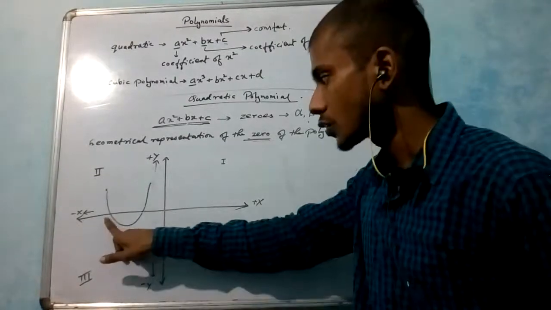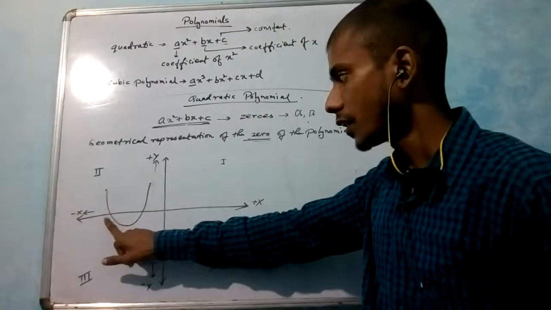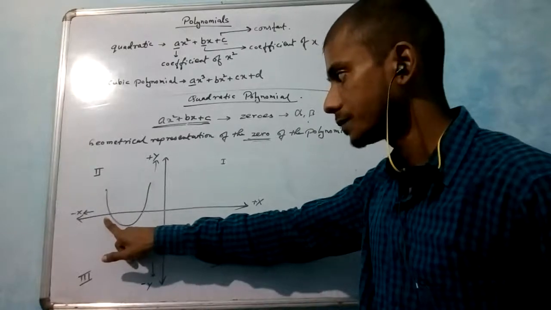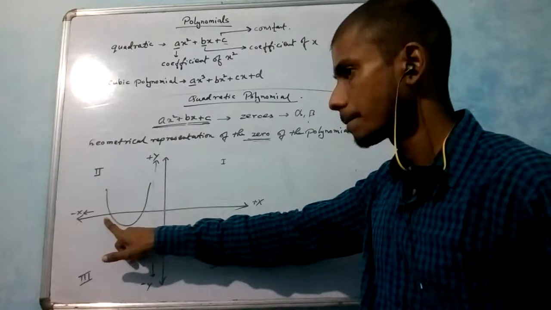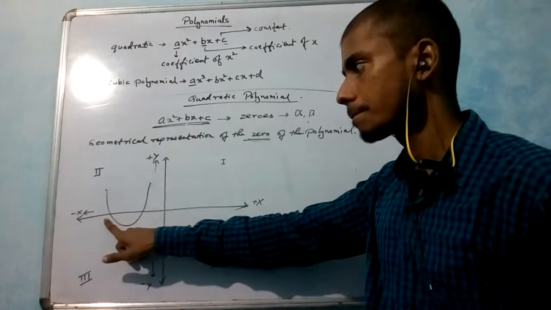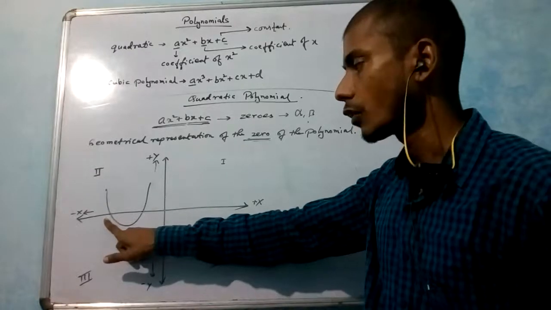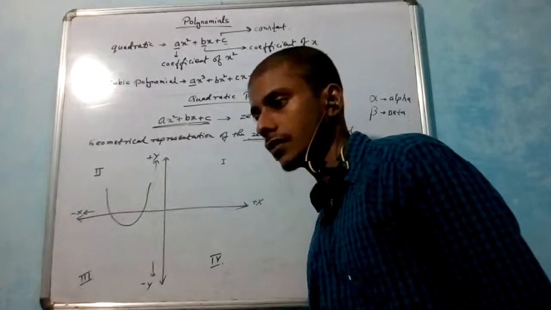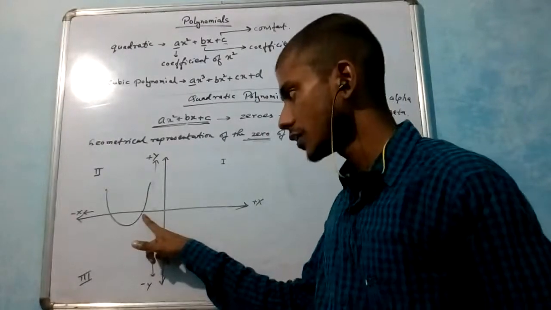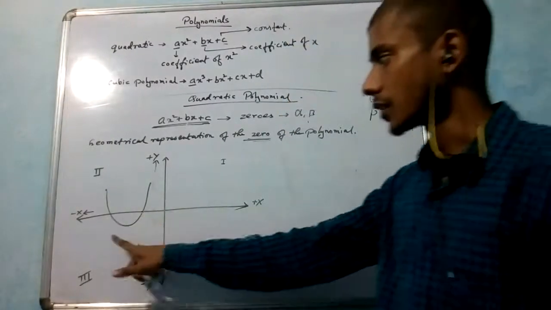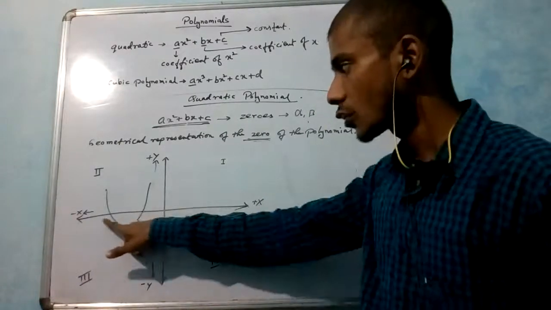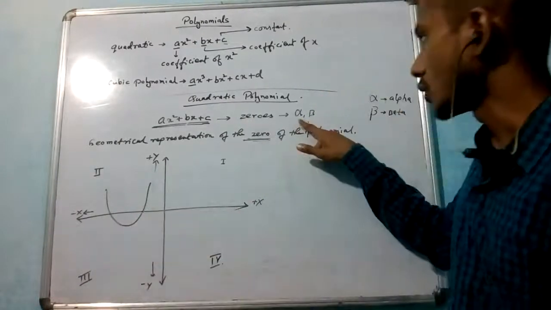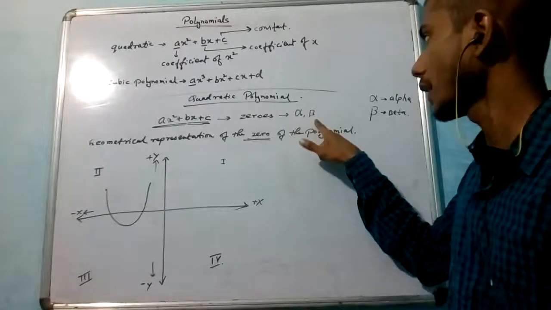So for these intersecting points, what will be the y-coordinate? Zero. So the x-coordinates are actually the zeros, alpha and beta.